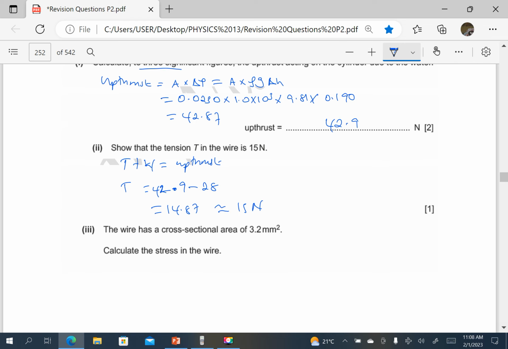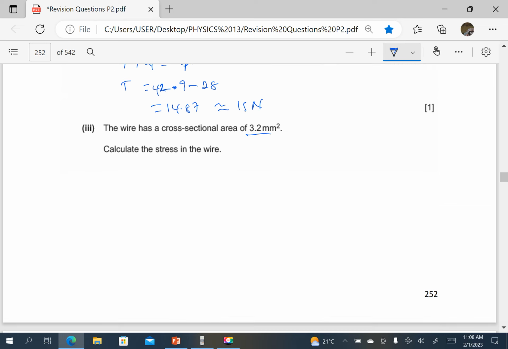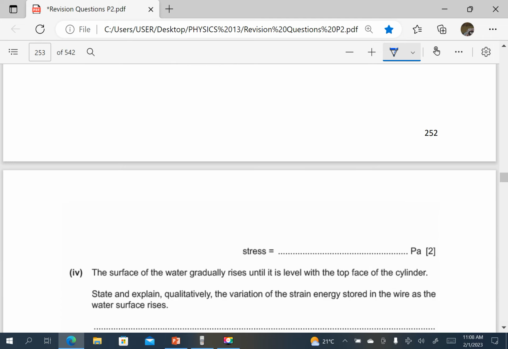The wire has a cross-sectional area of 3.2 millimeters squared. Calculate the stress in the wire. Of course, we know from deformation of solids, stress is force over area. So the stress in the wire is going to be the force over cross-sectional area. The force is the tension in the wire, which is 15, divided by the cross-sectional area.